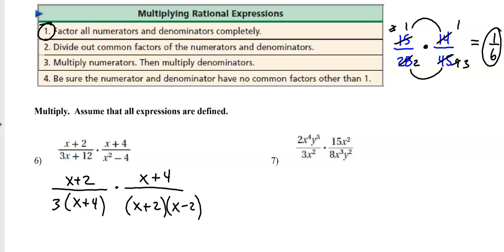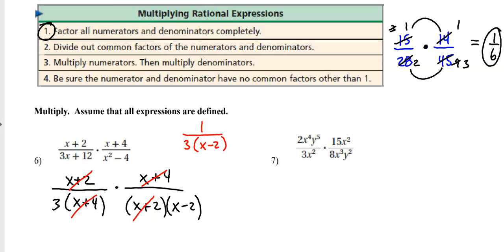And now there's a lot I can cancel. I can cancel out this x plus 4 with this x plus 4, this x plus 2 and this x plus 2. So if you notice on top, nothing's there. So there's just going to be 1 up top. There's got to be a placeholder there. Put a 1 there. On bottom, it's just going to be 3 times x minus 2.